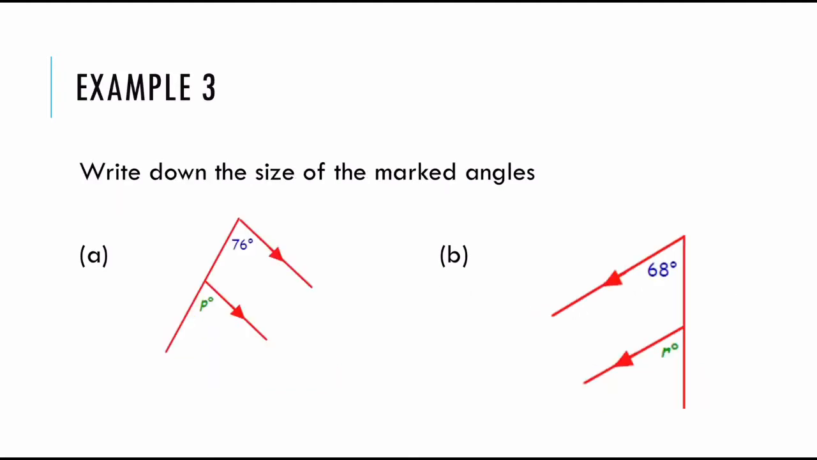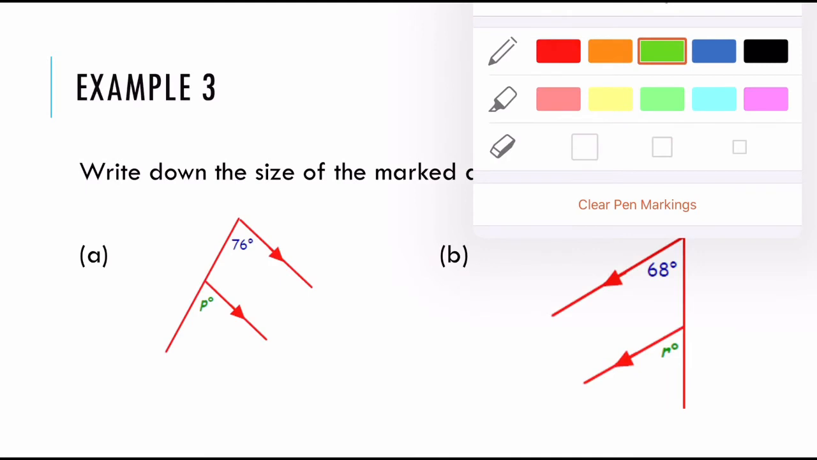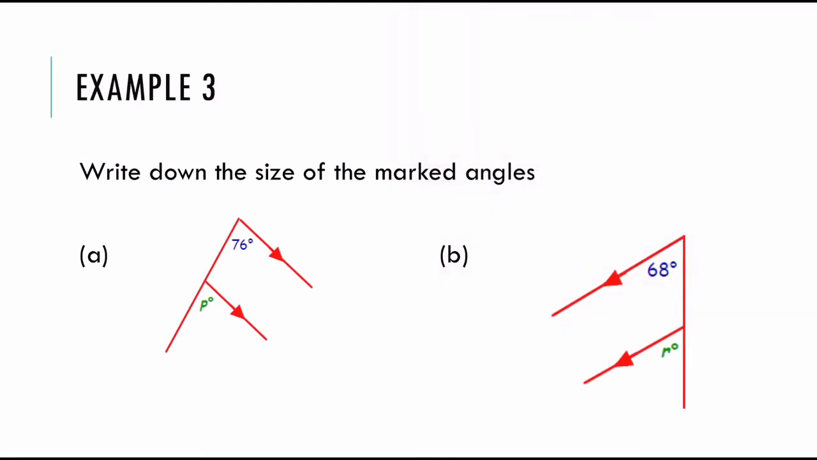Okay, we are now asked to write down the size of the marked angles. So, if this angle is 76, using this F shape, I can also say that P is 76 degrees. And using this F shape here, I know that that angle must be the same as that angle, so I can also say that R is 68 degrees.